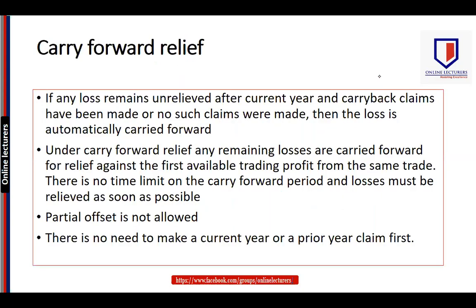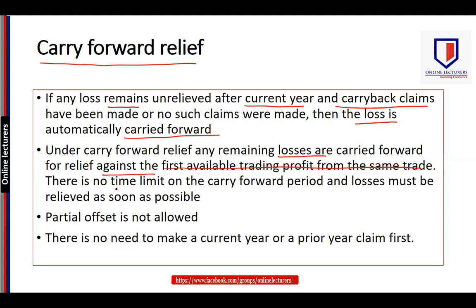Now let's talk about the carry forward relief. If a company tries to get the relief in terms of carry forward relief, if any loss remains after the current year and carryback claim, then the loss is automatically carried forward. So it's an automatic relief. And under carry forward relief, any remaining loss is carried forward for relief against the total profit before QCD.